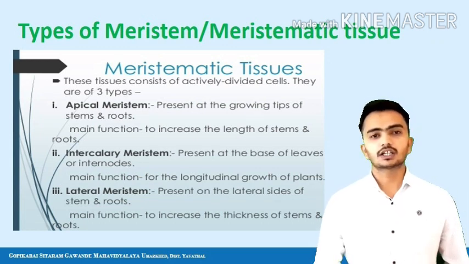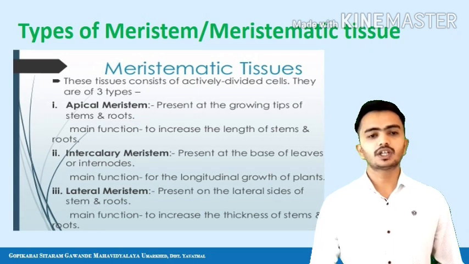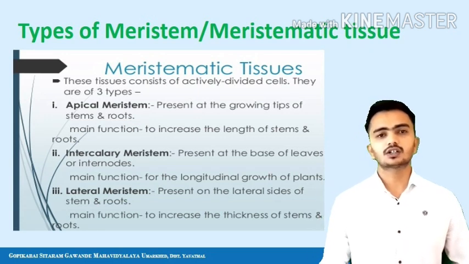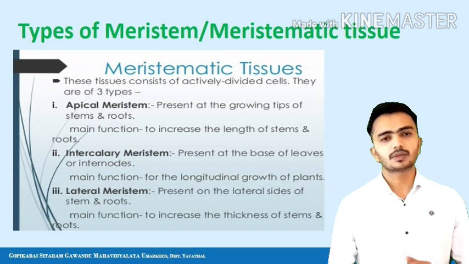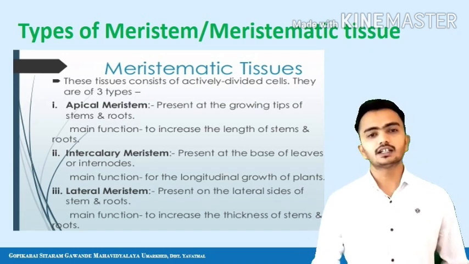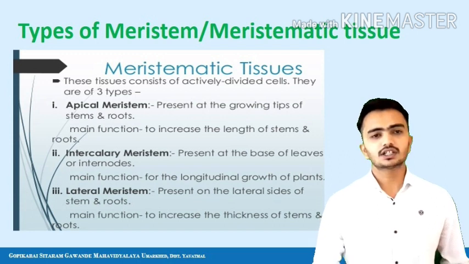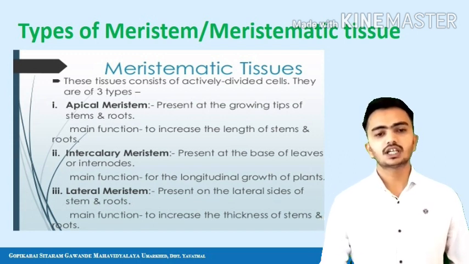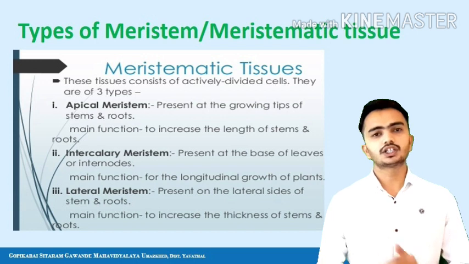So first one is apical meristem, which is present at the growing tips of a plant, that is at the root apex and shoot apex, and the main function of this apical meristem is to increase the length of stem and roots. Then the second type is the intercalary meristem, which is present at the base of leaves or internodes.